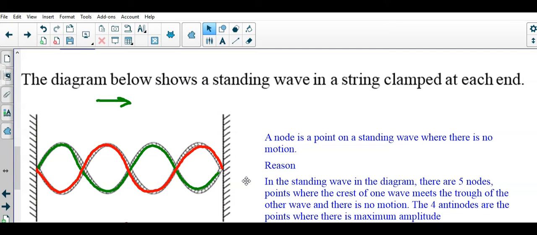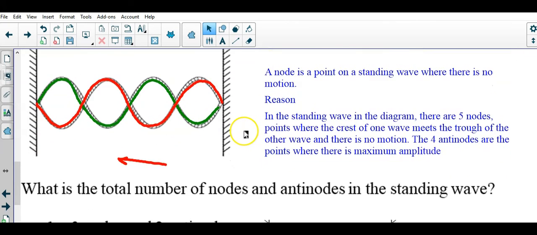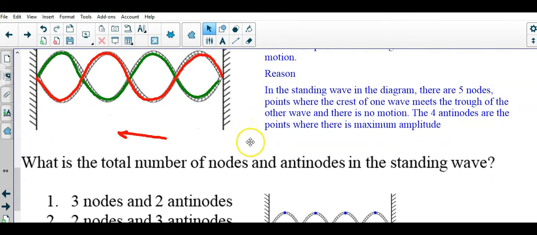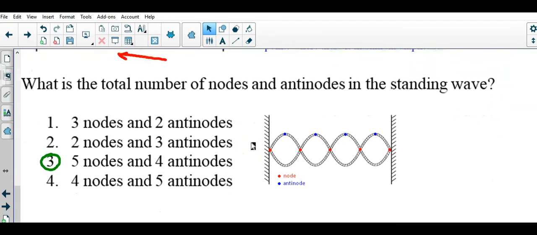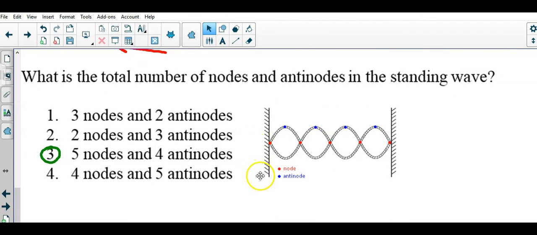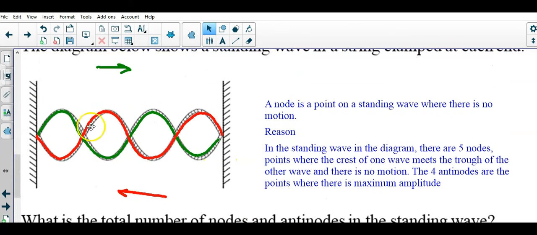You have this diagram which shows a standing wave in a string clamped at each end. And they ask, what is the total number of nodes and antinodes in this standing wave? It's really very simple. The nodes are all these red dots, so it's always the endpoints and the crisscrosses in the middle. And the antinodes are always here. Now you could see, I hope, that this is 2 full waves. So that's the second harmonic, which then reflects back on itself once and twice.